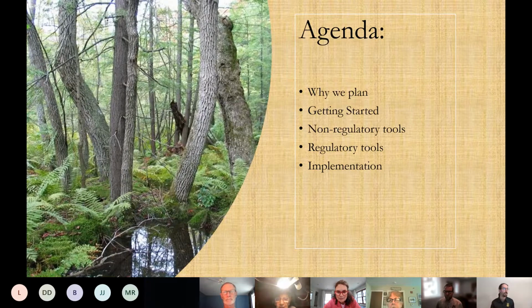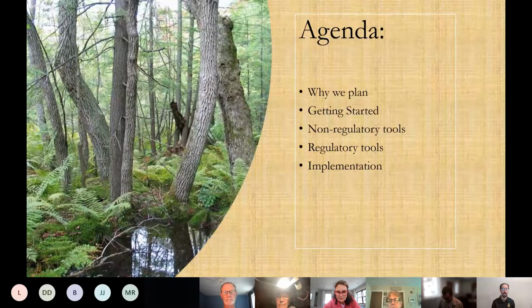So here's the agenda for today. We're going to talk about why we plan and how to get started. And then we're going to jump into non-regulatory strategies, regulatory tools, as well as finishing off with implementation and getting things going.